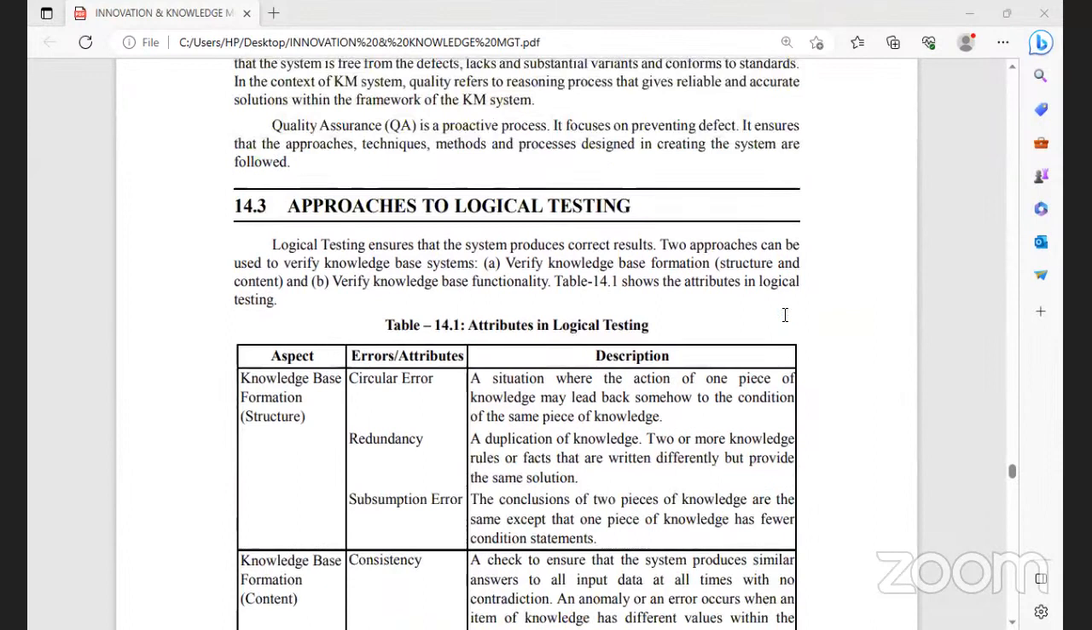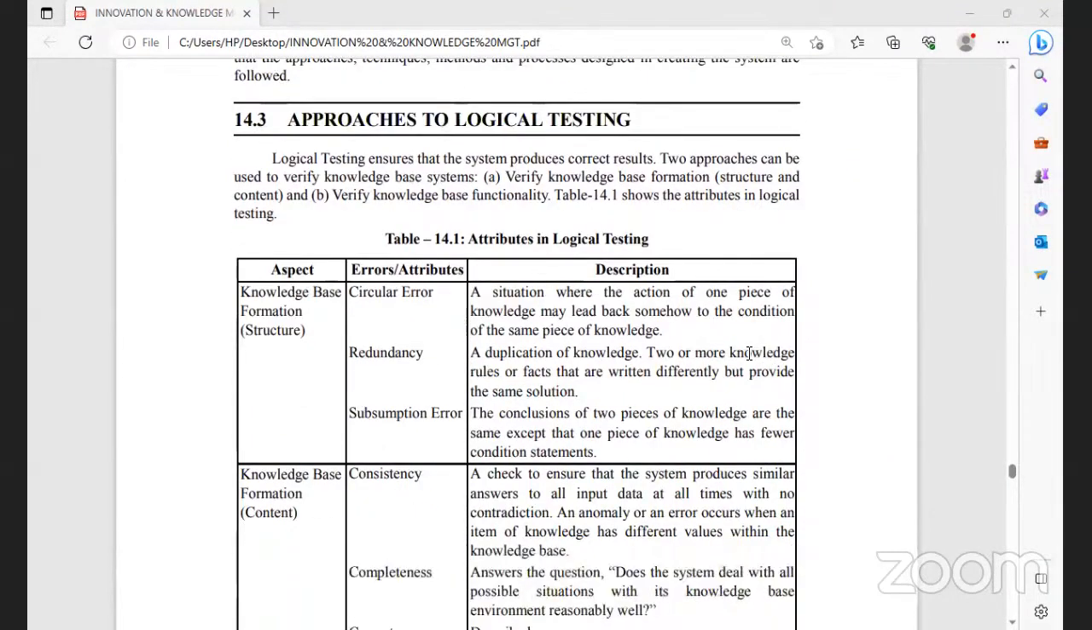Approaches to logical testing. Logical testing ensures that the system produces correct results. Two approaches can be used to verify a knowledge-based system. The first one is to verify knowledge-based information. The second one is to verify knowledge-based functionality.